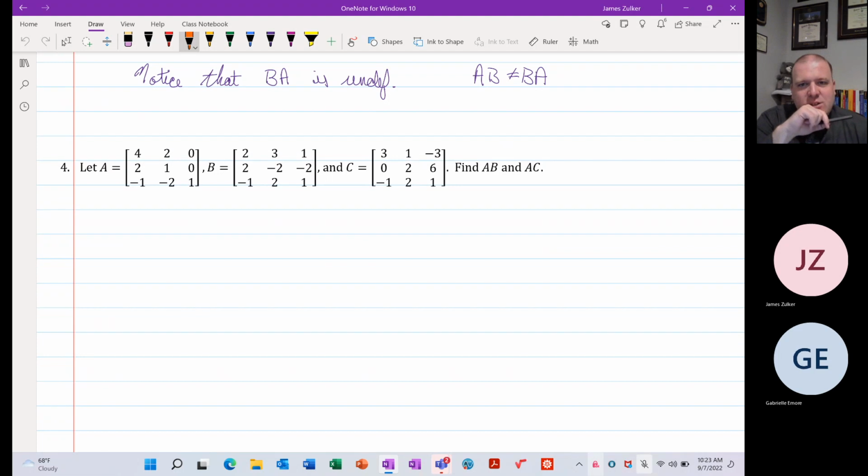You're going to start by looking at the dimensions of each matrix. Right, A is 3 by 3, B is 3 by 3, C is 3 by 3. So A times B is going to be defined. A times C is also going to be defined, and they are both going to be 3 by 3s.